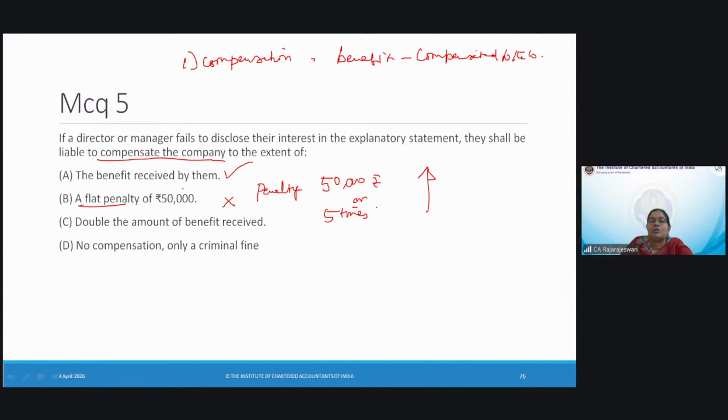The second portion talks about the penalty provisions. So what are the penalty provisions? The second aspect talks about the penalty for non-disclosure. It specifies 50,000 or 5 times the benefit received, whichever is higher. So the penalty provisions are this.